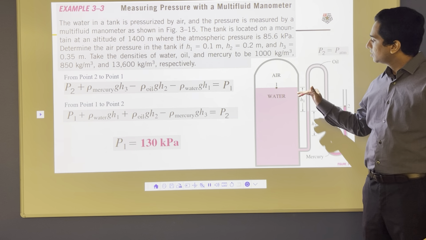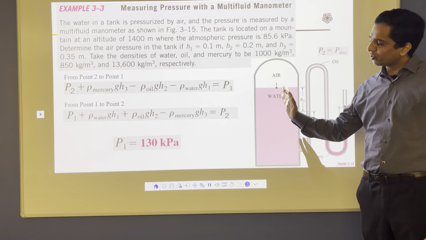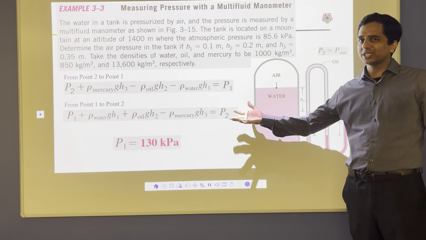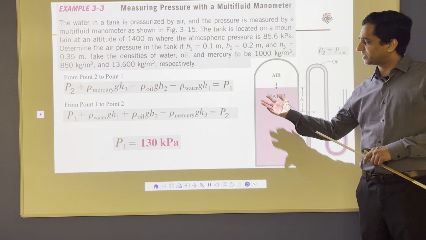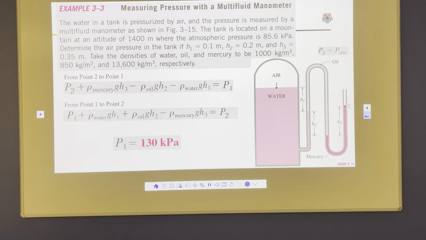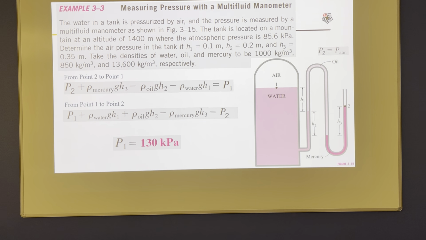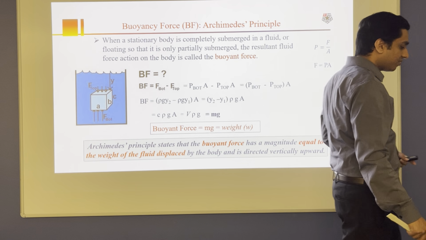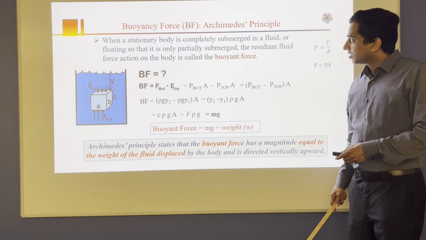It's very simple. All you have to do is pick a point, go upward or downward, positive or negative, and based on that, apply the equation and get your equations. Once you get the equation, all you do is punch in numbers, and then it becomes very easy. So that's your problem for multi-fluid manometer. Let's move on to the final part of this chapter, Archimedes' principle.